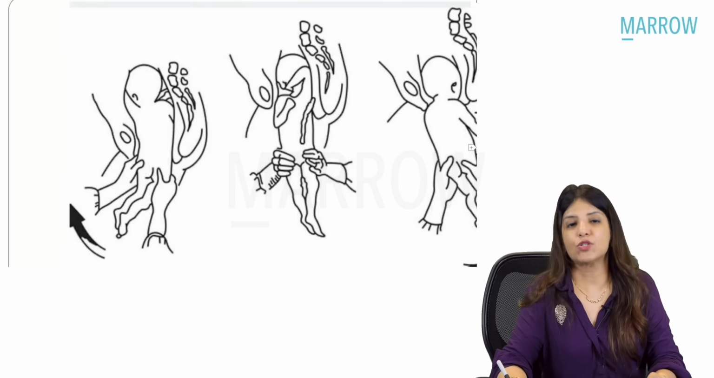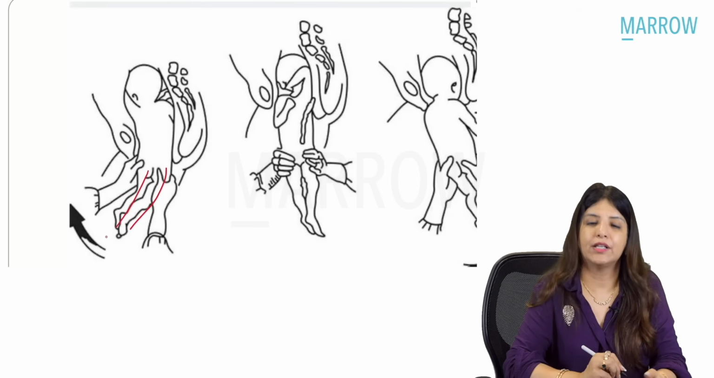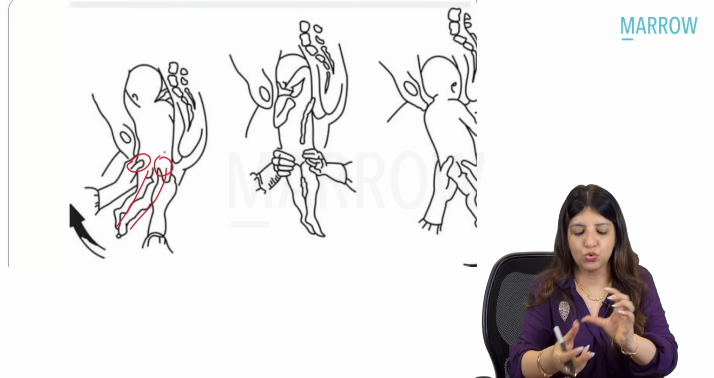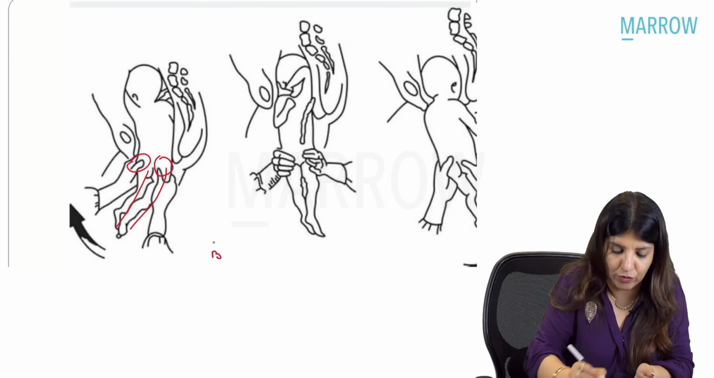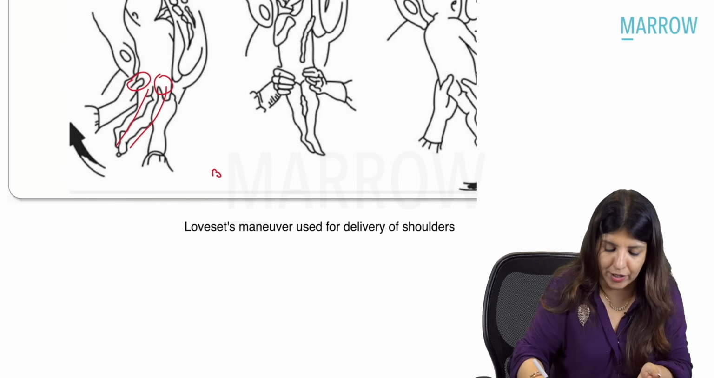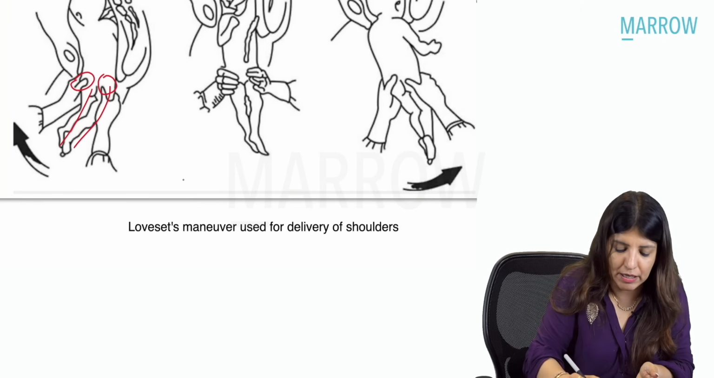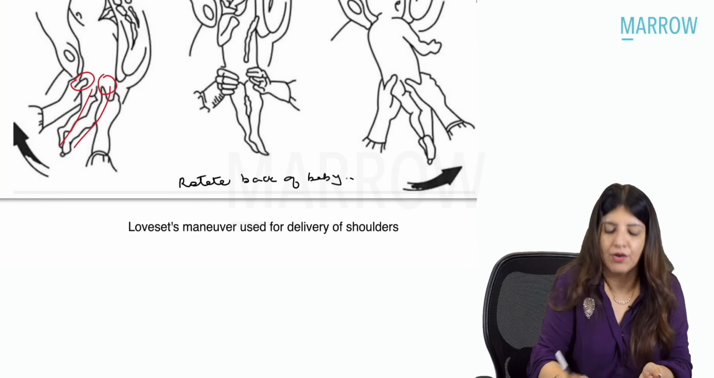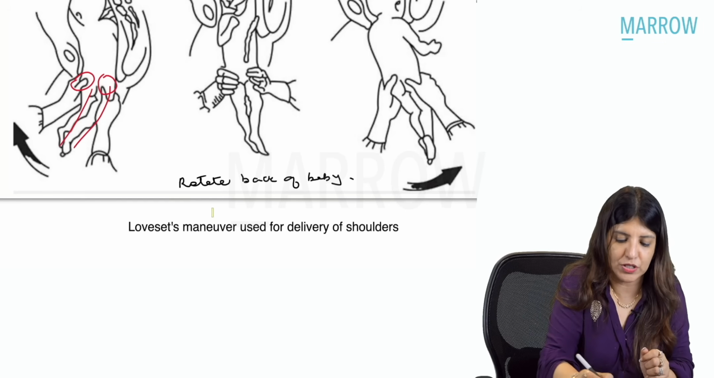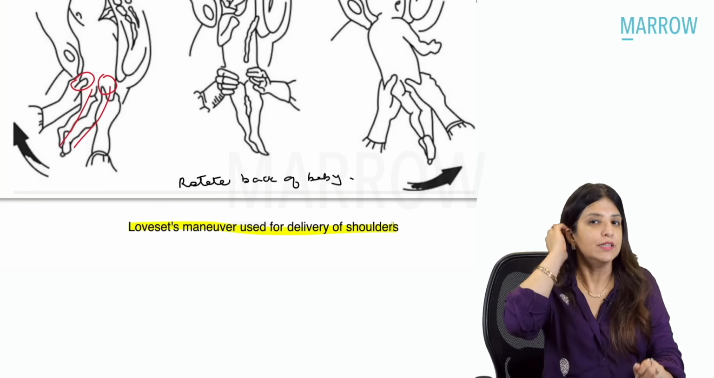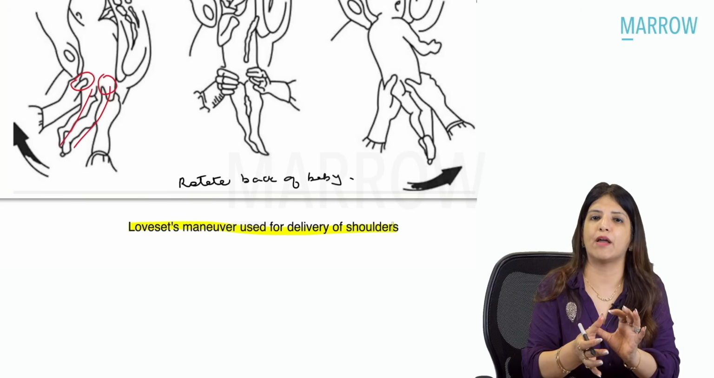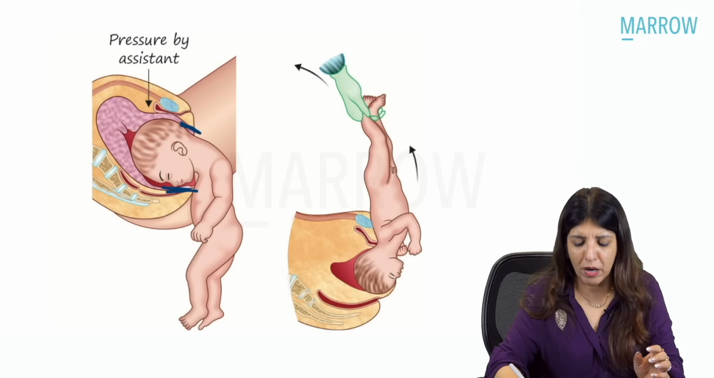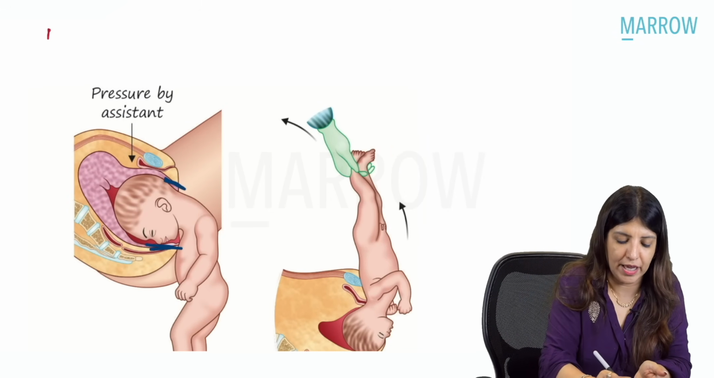Right? Now, in this case, what you are seeing is that the legs of the baby are delivered. Now, we have put our fingers and we are trying to rotate the back of the baby. So, any image where you are seeing that you are trying to rotate the back of the baby, right? That means you are performing Lovset's maneuver for delivery of the shoulder. The legs of the baby are delivered and now the shoulders are being delivered by rotating the back of the baby. Now, the last part to be delivered in breech is the after-coming head of breech.